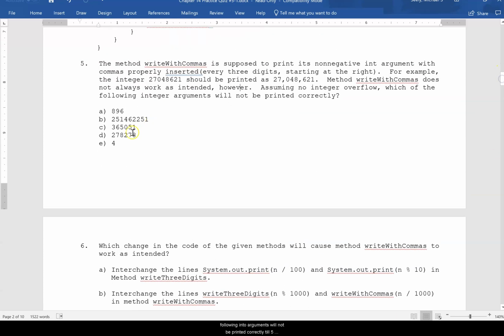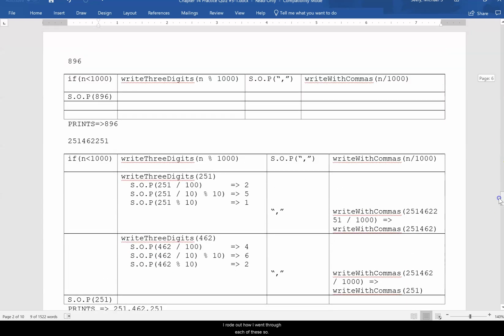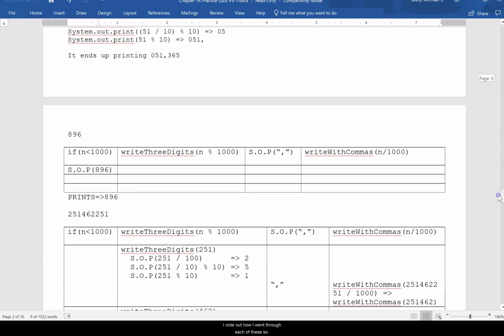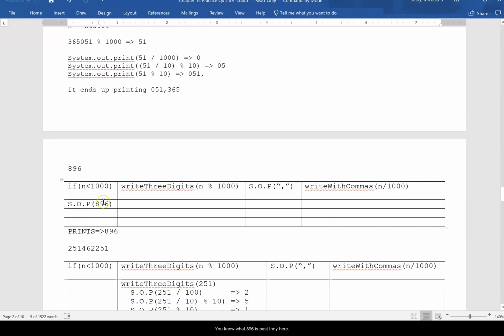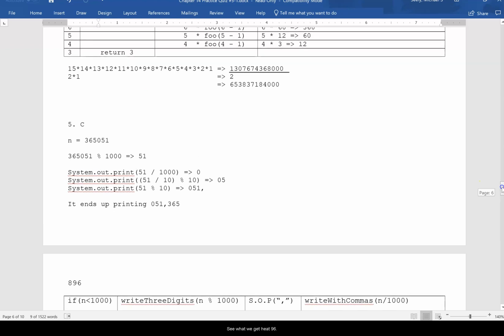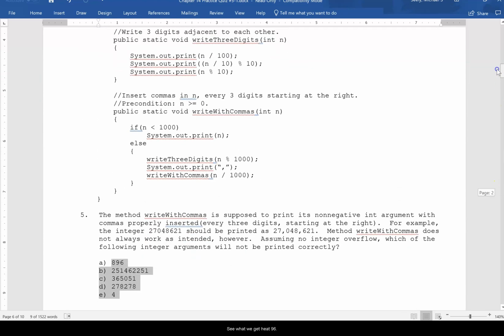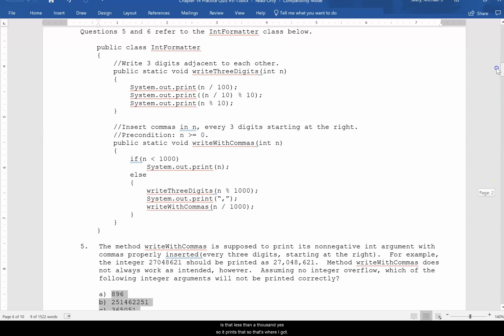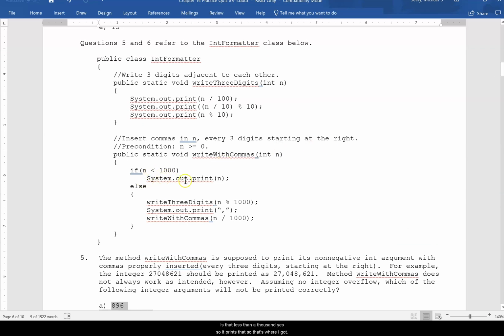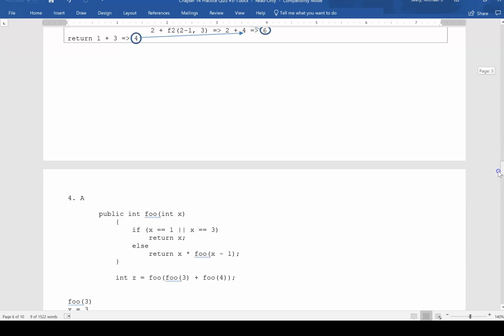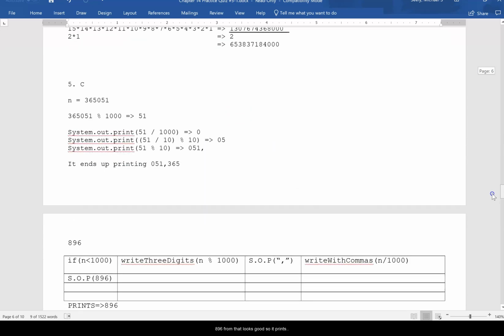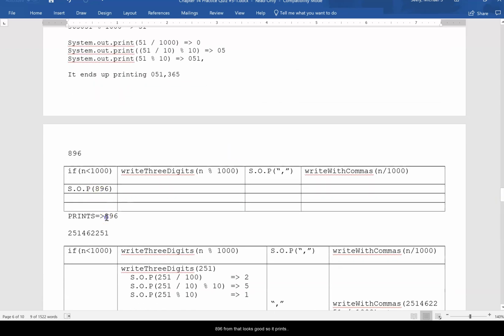So for 5, I gathered all of these, and I wrote out how I went through each of them. If 896 is passed into here, let's see, what do we get? 896. Is that less than 1,000? Yes, so it prints that. That looks good, so it prints that.